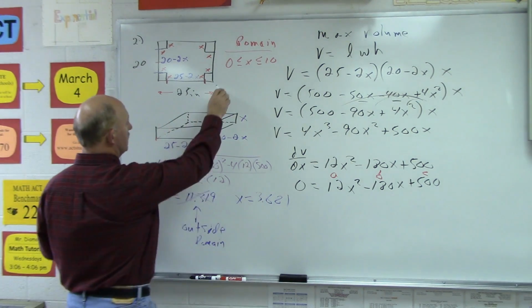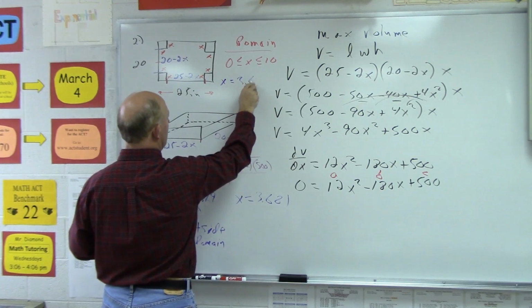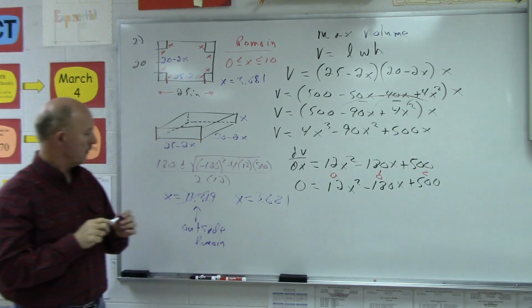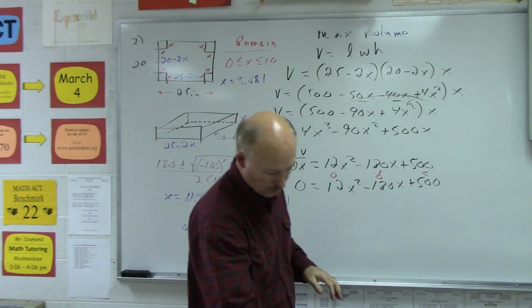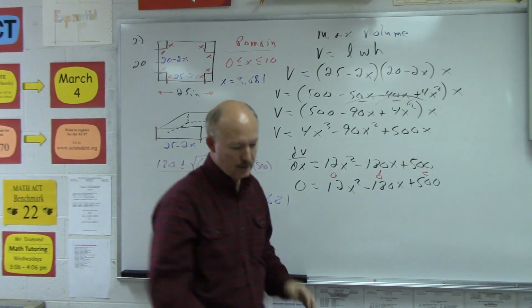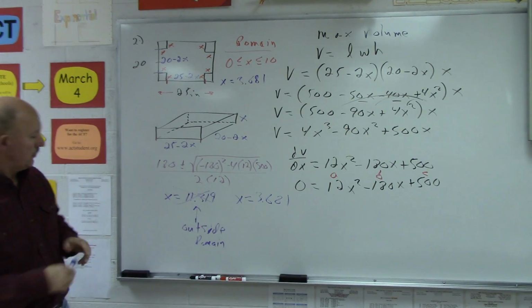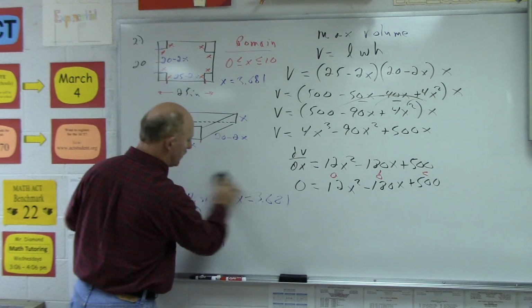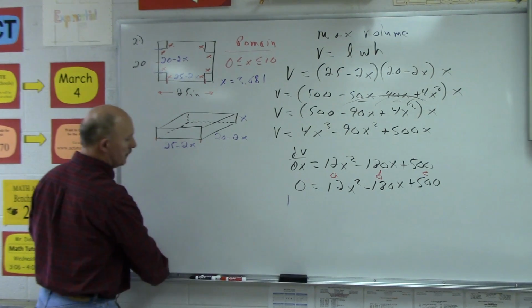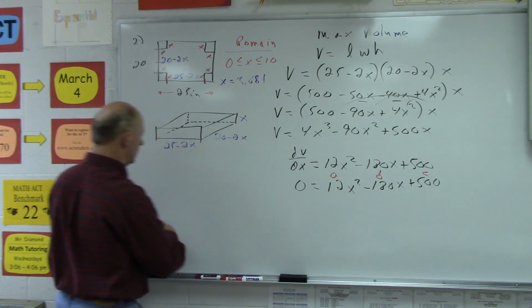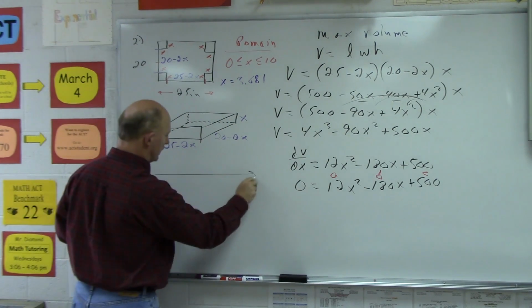So let me write this down up here: x equals 3.681. Check my notes and make sure that's correct. Okay, I think we're good to go. Once we have our critical number, let's put this on a number line graph to make sure this is in fact a maximum. We're maximizing our volume.